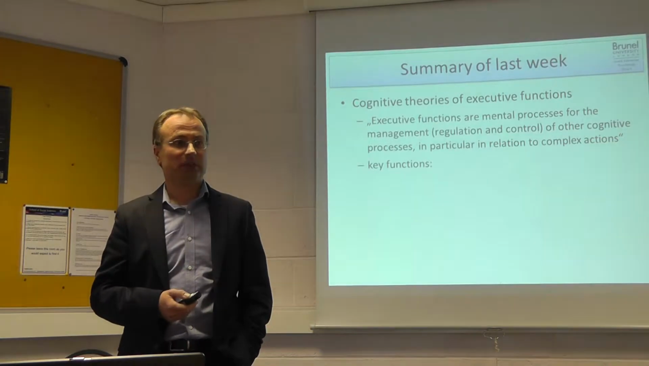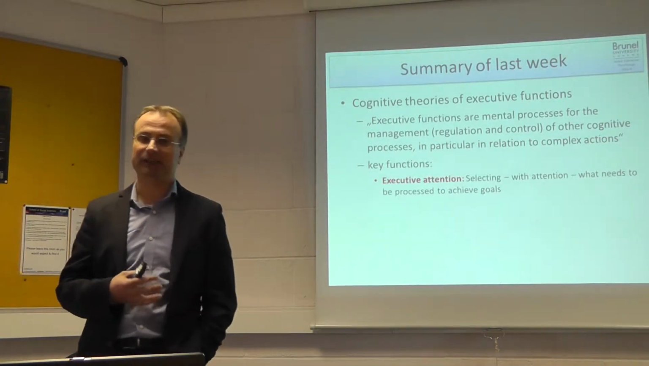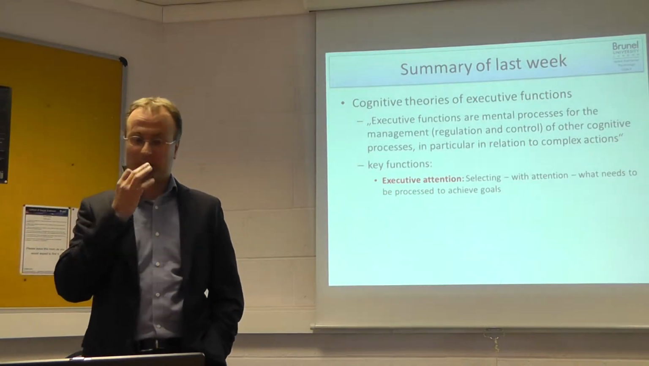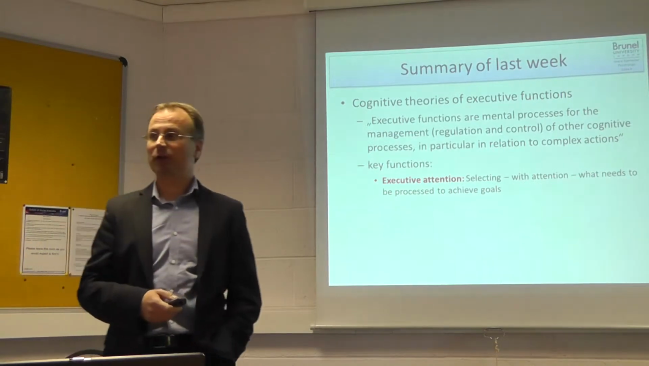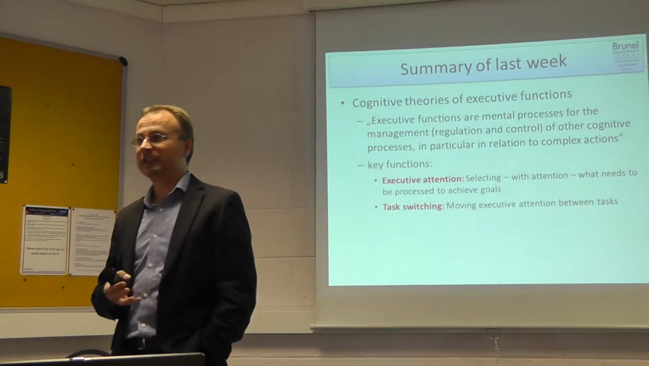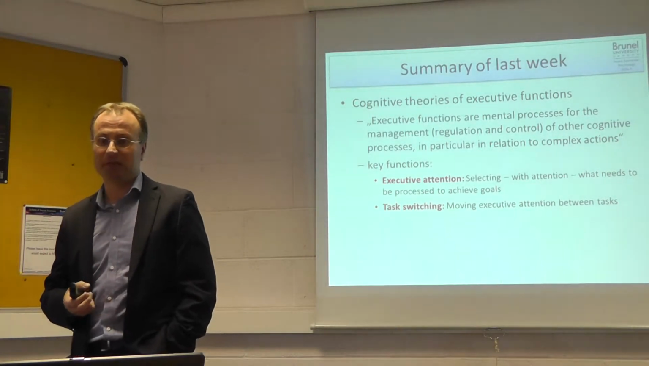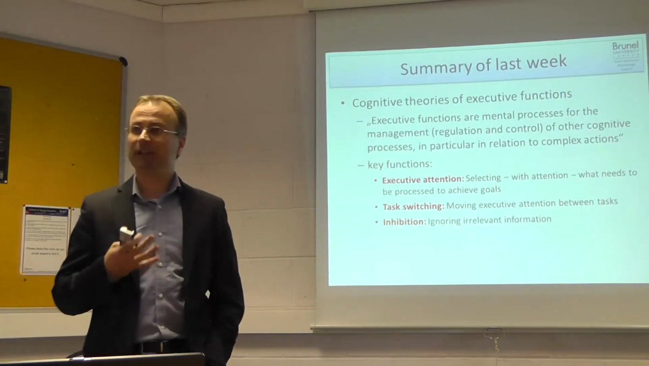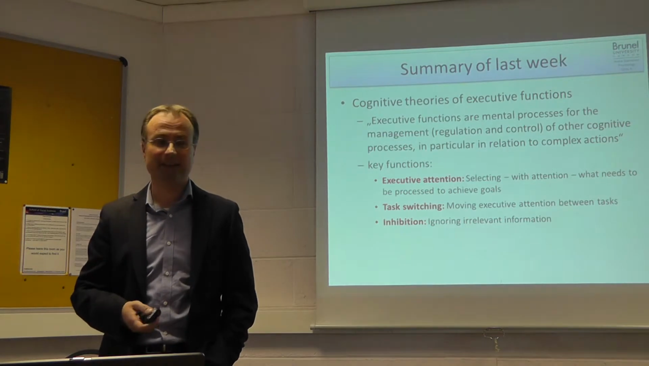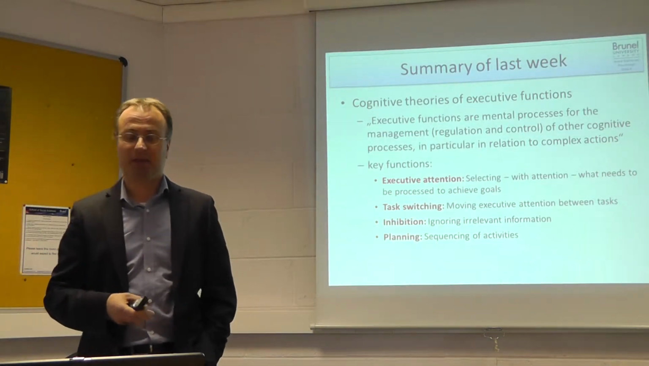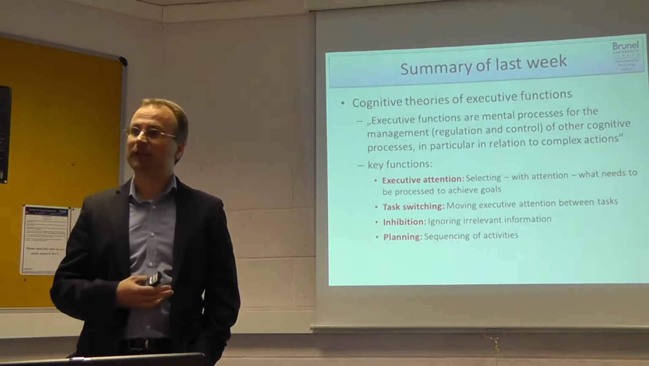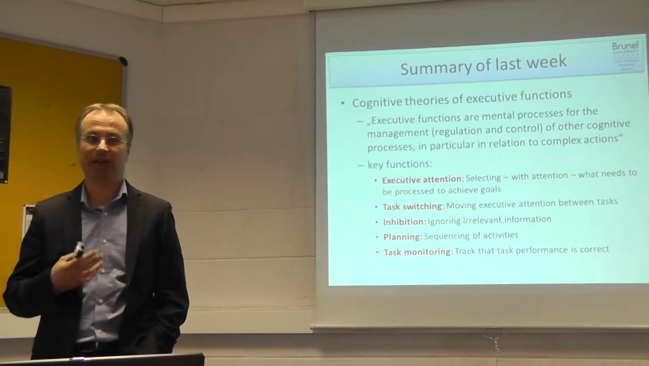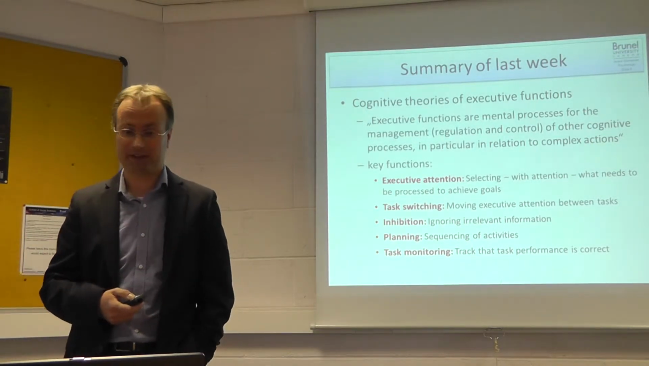We said that there are some key functions which are executive attention. That means we need specific attention to select what we need to process to achieve our goals. Task switching is a typical executive function. That means moving our attention between tasks. Inhibition of irrelevant information which may distract us from our goal. The planning and sequencing of activities, that we do them in the right order, and task monitoring, that means making sure that everything works correctly.